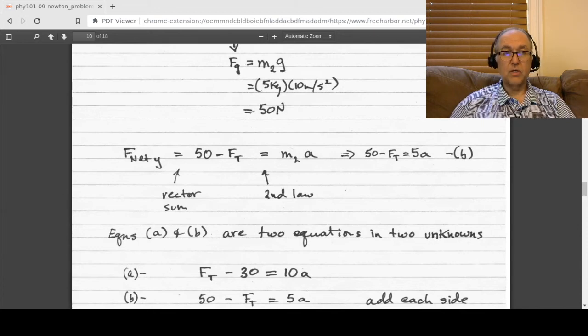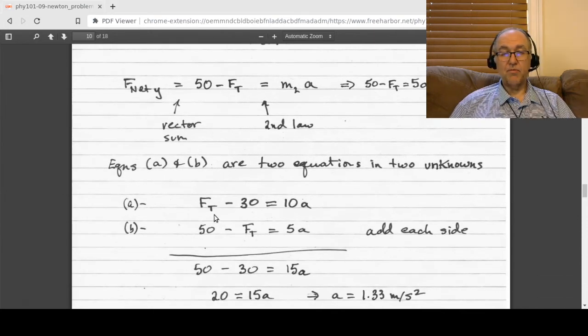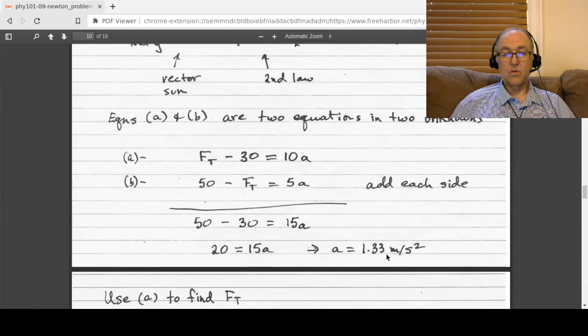There's our second equation. We put the two equations on top of one another and we add the left-hand sides of both equations together, FT minus 30 plus 50 minus FT. The FTs cancel, and we get 50 minus 30 on the left-hand side. 10A plus 5A is 15A. Solving, we get that A is equal to 1.33 meters per second squared. Does the answer make sense? Yeah, it's within the range we expect, okay?